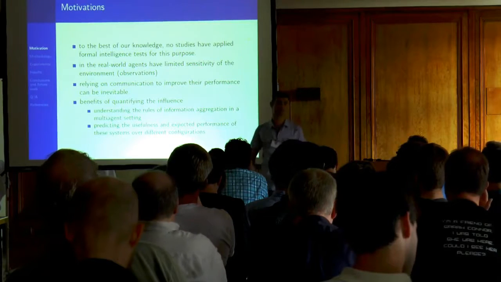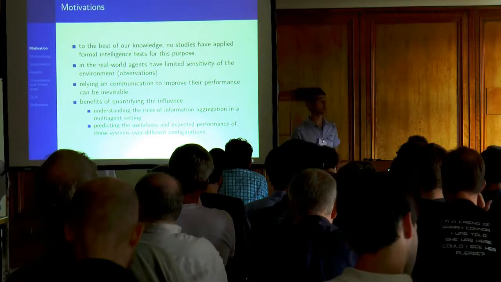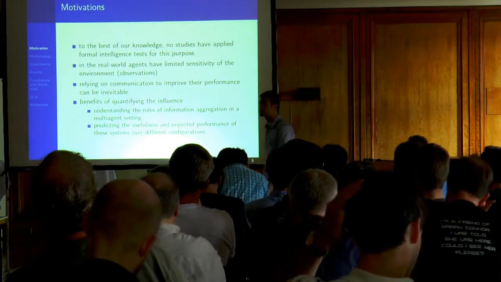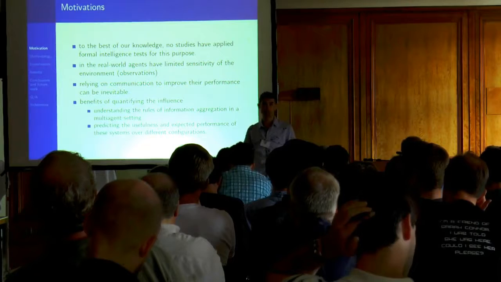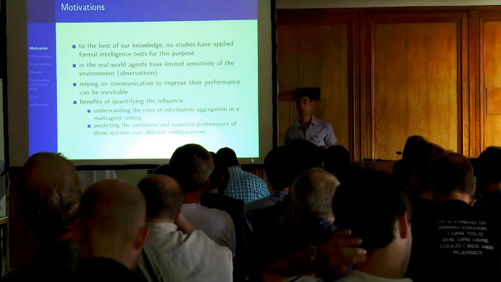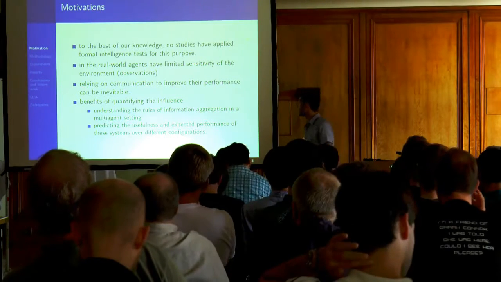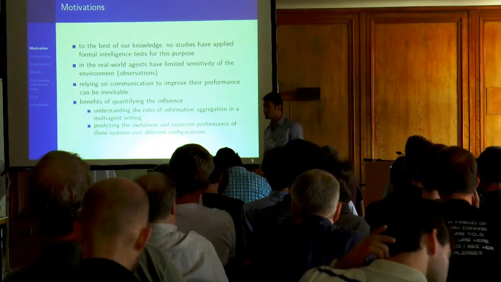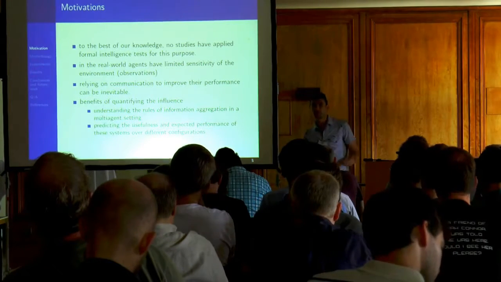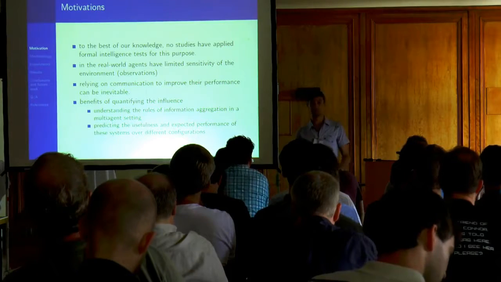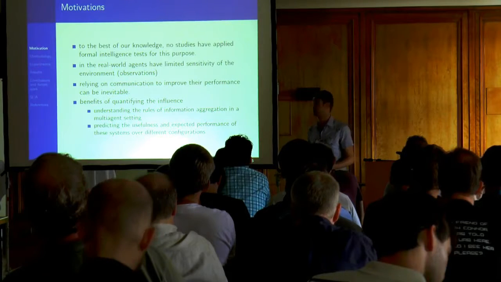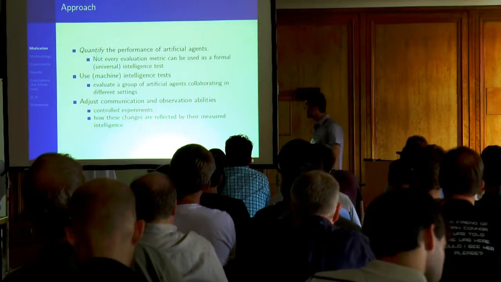Why are we doing this? Well, first, to the best of our knowledge, we don't know of anyone who actually used intelligence tests to measure such things. And in real-world multi-agent systems, agents have limited sensitivity of the environments, right? So sometimes it's critical to increase their communication and see how we can improve their performance. So this would have a lot of implications because it will allow us to understand the rules of information aggregation between the agents and allow us to predict their usefulness, or the expected performance of these systems under different settings.